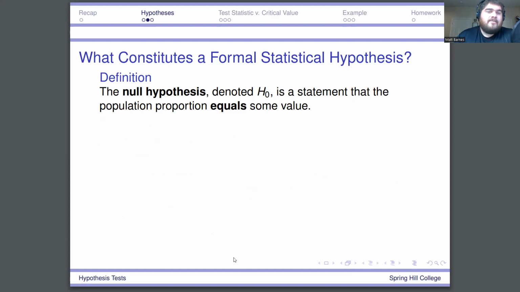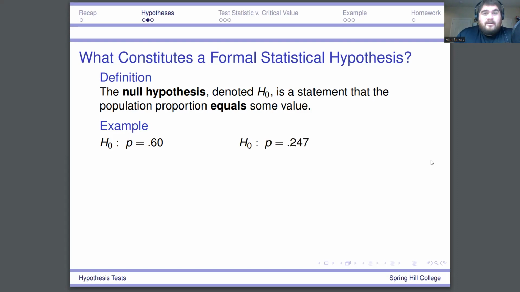The null hypothesis is the statement that our population proportion equals some value. To go back to our example from the last slide, the way we would write this mathematically is H naught, our null hypothesis, H with a 0. Sometimes when the 0 is in the subscript, people will say null or naught, so H naught instead of H sub 0, colon, and then p equals 0.6, whatever our statement is.